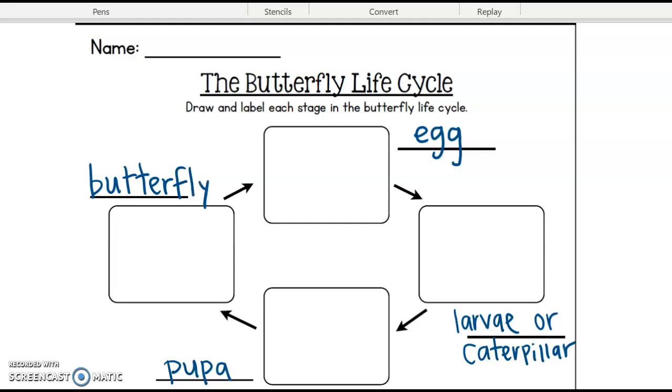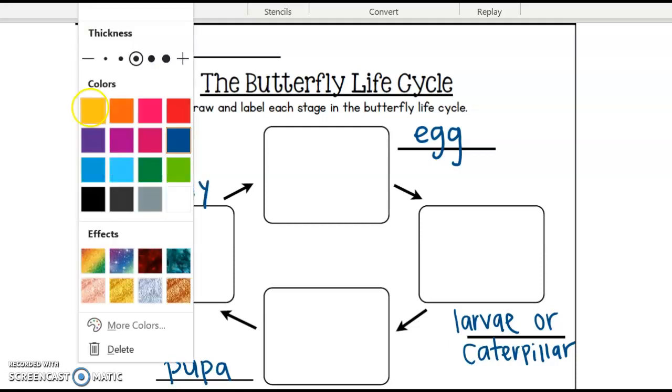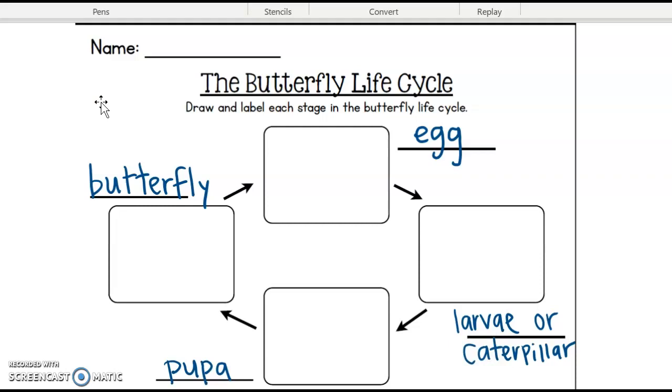Okay, now it says to draw each stage. So in the picture that we saw before, there was a leaf. So maybe you want to draw a leaf. And then there's one egg per leaf. Only one. So go ahead and draw your egg.